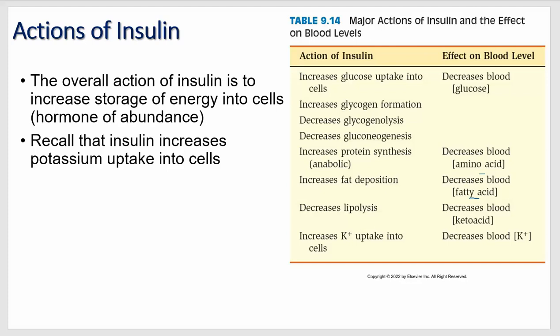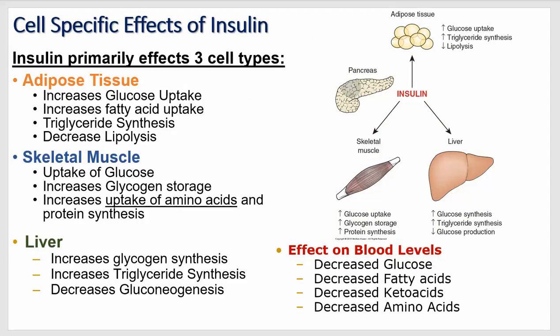Those are also there. Okay, so recall that insulin increases potassium. Potassium also, insulin will direct that to be moved into the cells. So yes, we focus on insulin or glucose, but we can't forget that it does all of these other things too. Fat deposition decreases lipolysis. We don't want to break down fat if we're storing fat. Potassium uptake, increased protein synthesis, so it's anabolic, increases protein synthesis inside cells. Yeah, so all of those things.